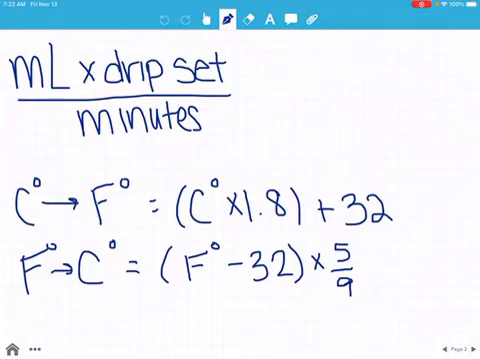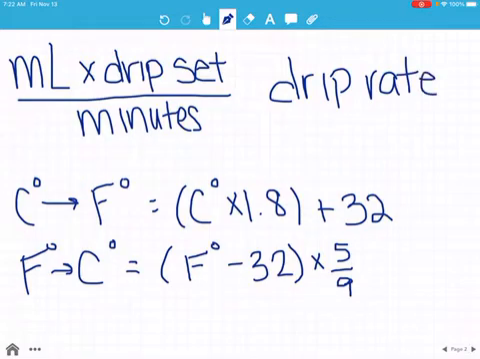They're on the screen right now. The first one is for drip rate. I forgot to write that down. So, milliliters times drip set divided by minutes will get you a drip rate. And that's like for an infusion.